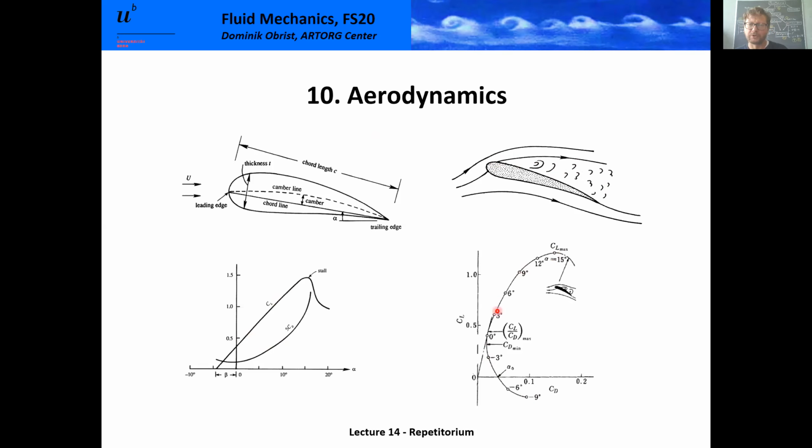a so-called polar plot of lift versus drag. There are some special points on it, like maximum lift, beyond which you very soon have the stall point. You have the optimal L/D ratio. You have the point where you have zero lift, and so on. So that was the whole lecture on aerodynamics.